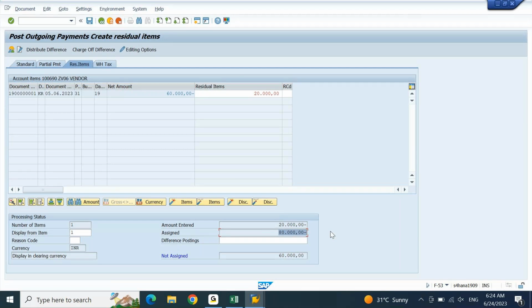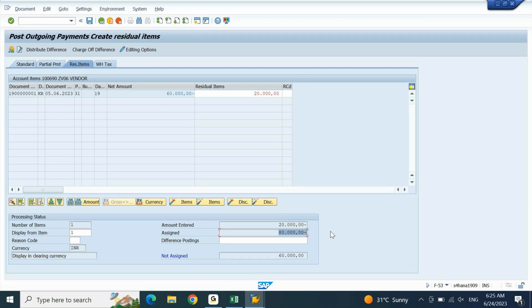Out of a 60,000 invoice, if you are planning to make a 20,000 residual payment, you have to have two calculations. Calculation number one, what is your payment amount? 20,000. Calculation number two, what is the balance amount? 60,000 minus 20,000 payment will result in 40,000 balance. These two numbers you have to keep in your mind before you post any residual payment on the system. Otherwise, you will end up posting the entry incorrectly.